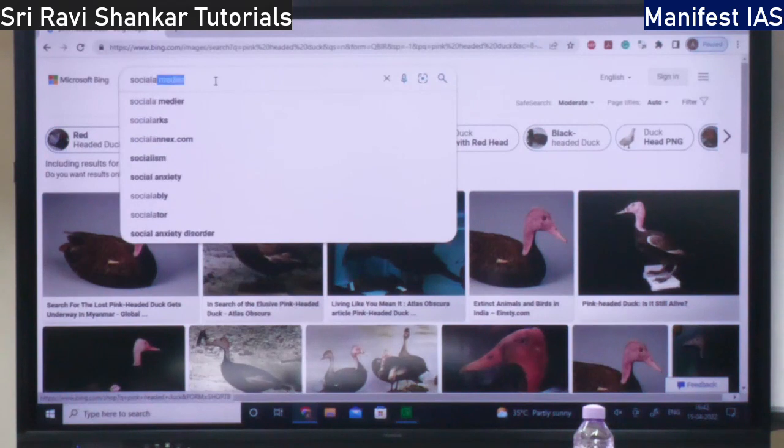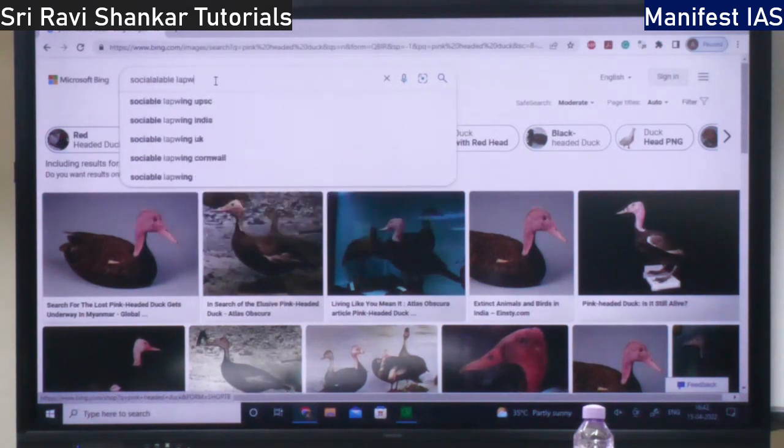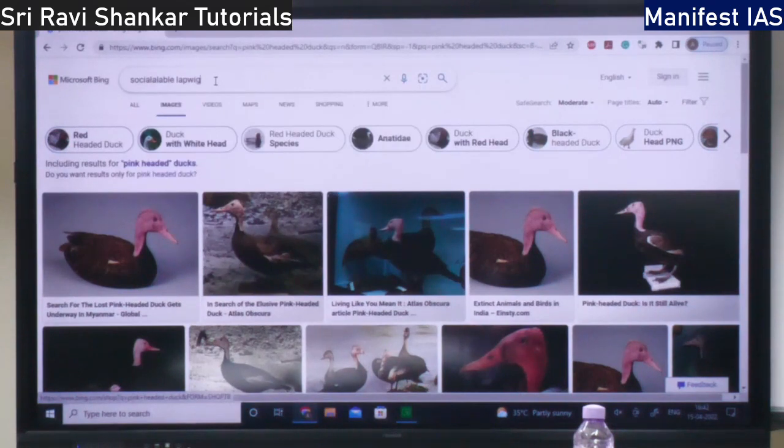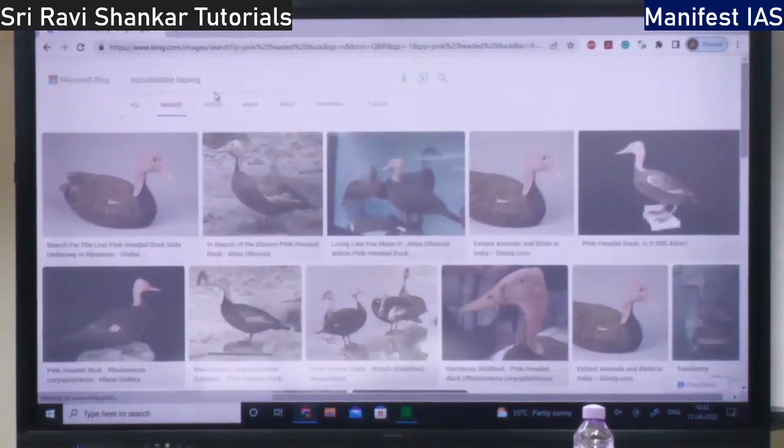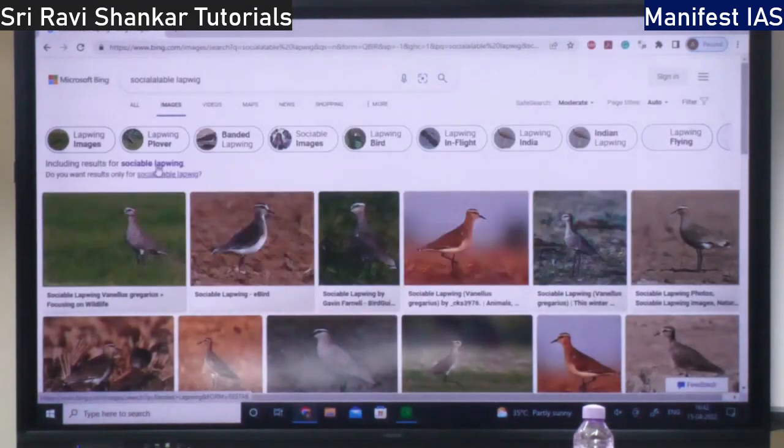Sociable lapwing. Yeah, as if the skin is removed. Sociable lapwing. Yeah. So this is a sociable lapwing.